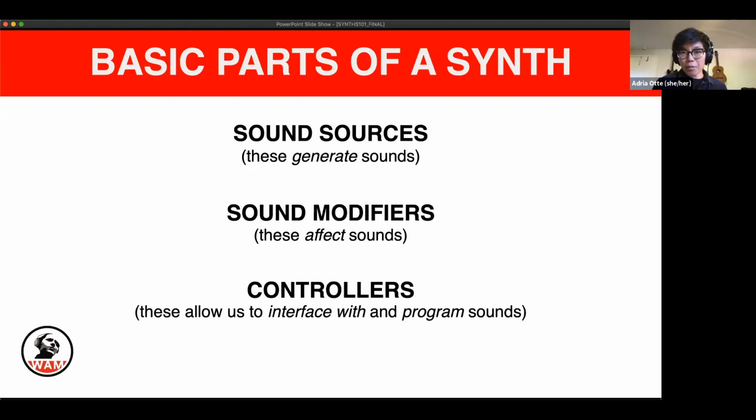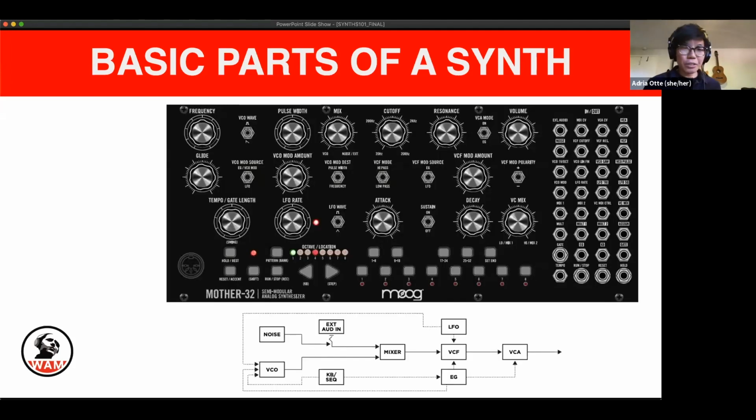Before looking at the Mother 32 itself, I wanted to pull up a diagram of it. This is the faceplate of the Mother 32, as well as the normal signal path of the Mother 32. And while we're looking at the Mother 32, I'll say that this is a very typical example of the signal flow of a subtractive synth.